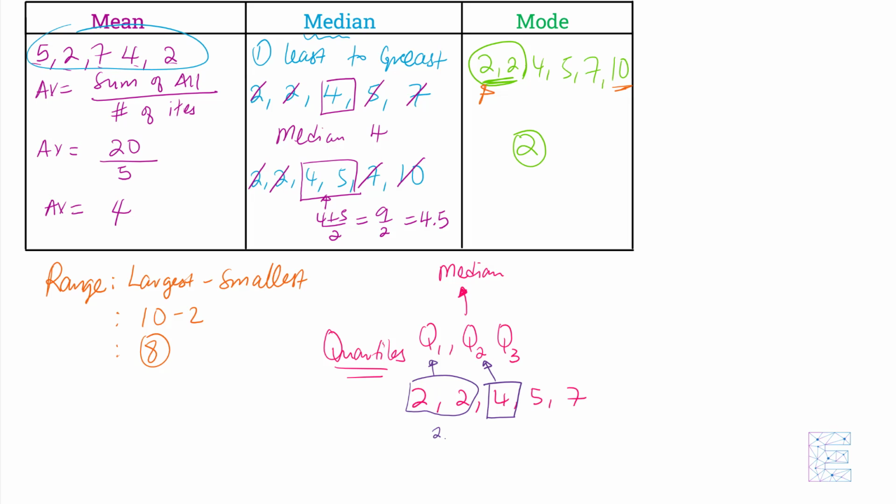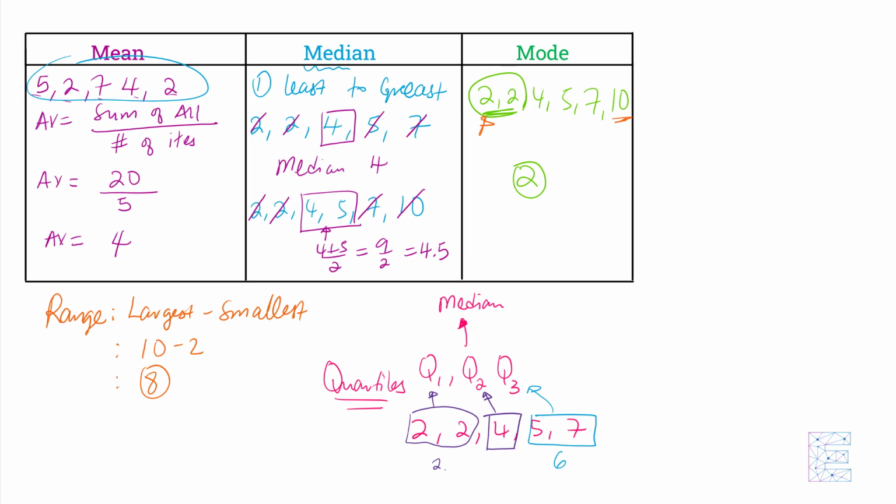And then let's do the upper quartile, which is the upper half over here of the data. Find the number that's in the middle between those two. So you average them. 5 plus 7 is 12. 12 divided by 2 is 6. So Q3 would be 6. And that would be the end of center and spread using mean, median, mode, range, and quartiles.